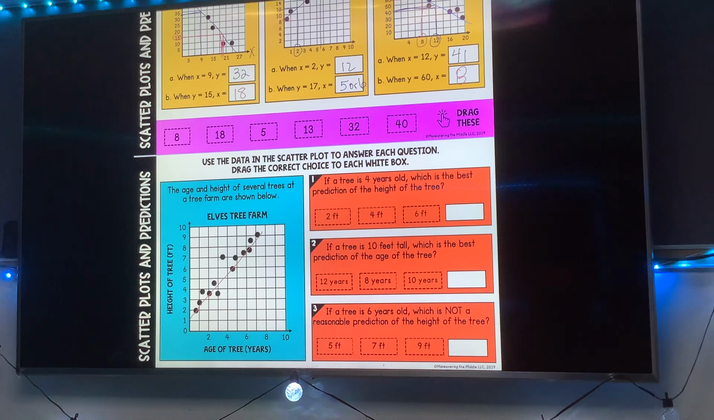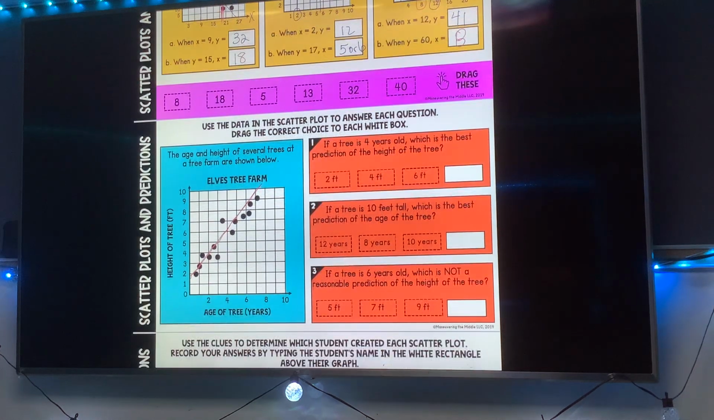And the next one, as you see, you have answer choices. If a tree is 4 years old, which is the best prediction of the height? So I go to age is 4, and I go across, and it should be about 6. If a tree is 10 feet tall, so now I go to my Y, the height of 10, I'm at 7. So which would you pick when you have 12, 8, and 10? 8, because it's your closest answer.